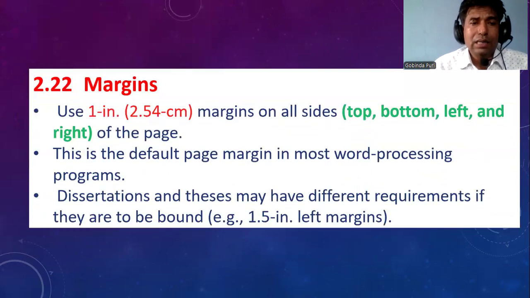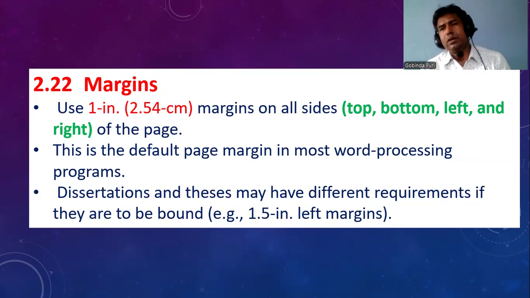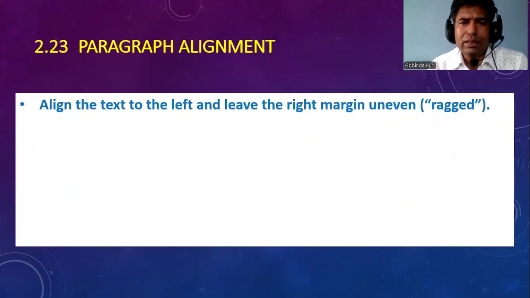To talk about margins, use 1 inch or 2.54 cm margins on all sides if you are writing the paper: top, bottom, left, and right. This is the default page margin in most word processing programs, so you don't need to worry about that. But in dissertations or theses, you can use something different. For example, 1 inch on all sides, but in the left margin you can leave 1.5 inch for the ease of binding.